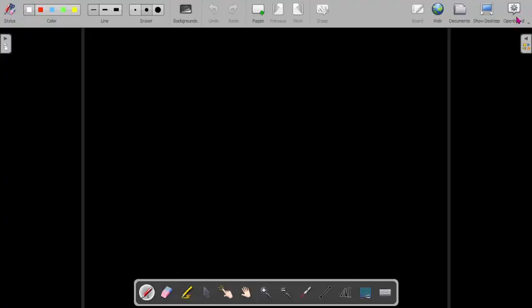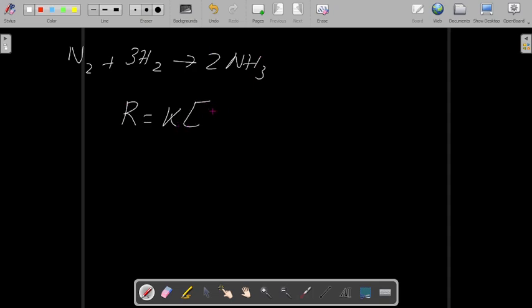Okay, let me write down. I'm copying these: N2 plus 3H2 gives 2NH3. Okay, remember that the rate equals k, concentration of reactant A to the X, times concentration of reactant B to the Y.